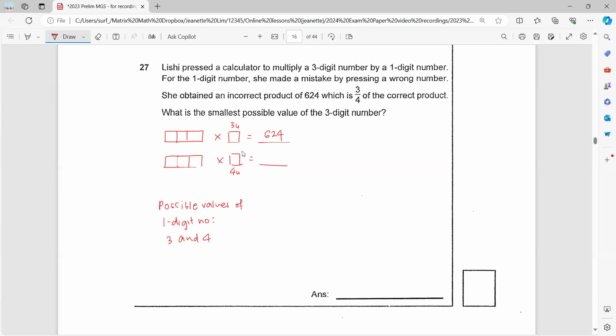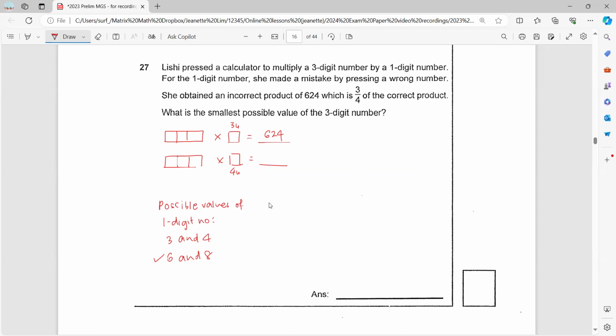It can also be 6 and 8. So the ratio of that must be 3 and 4. So it can be 6 and 8. But if you want the smallest possible value of this 3-digit number, then we're going to get as big as possible the value of the single-digit number. Okay, so as big as possible means we're going to pick this one.